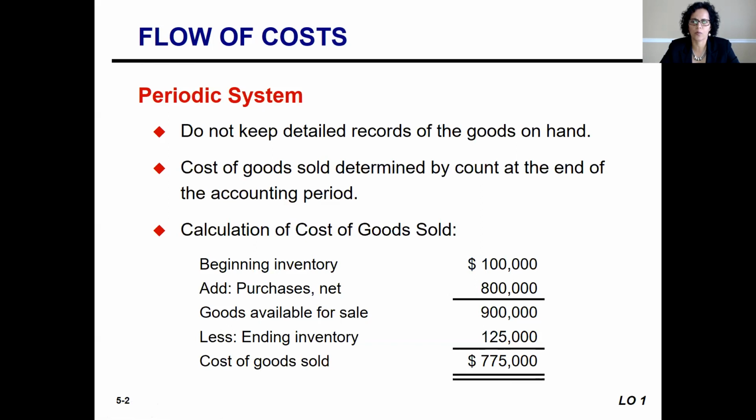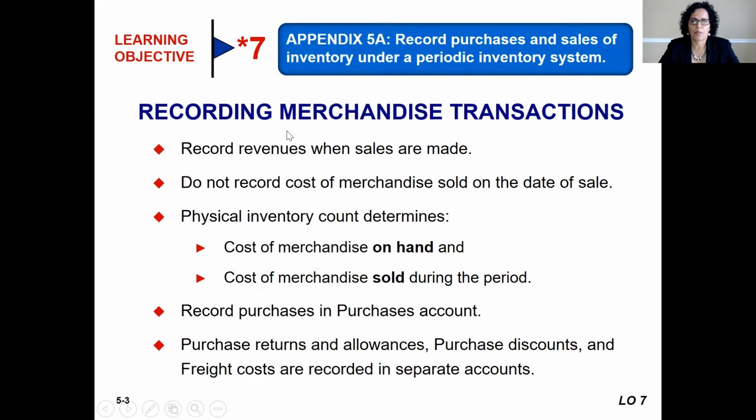So unlike the perpetual system where every transaction of purchase or sale had the cost of goods sold account updated, in this one, we're going to do it only periodically. So what happens when the transactions actually take place? You record revenues when sales are made, so that stays the same. You do not record cost of merchandise sold on the date of sale. We skip that part. Physical inventory will tell me how much I have on hand, and therefore I find out how much I sold. I'm going to use purchase accounts, purchase return and allowance, purchase discount, and freight costs. All of these are going to be separate accounts I'm going to maintain.